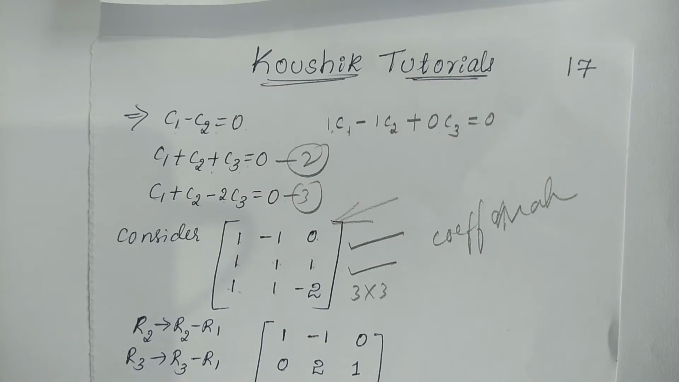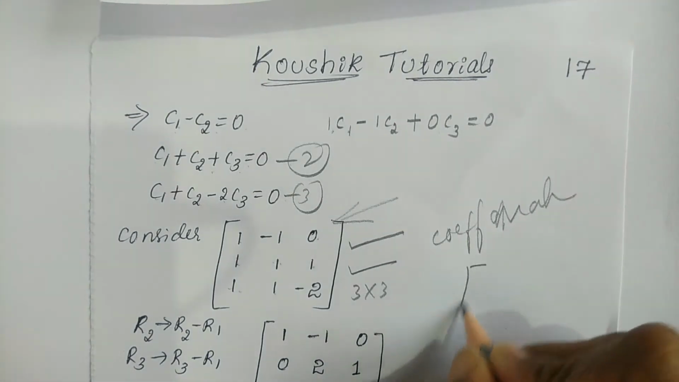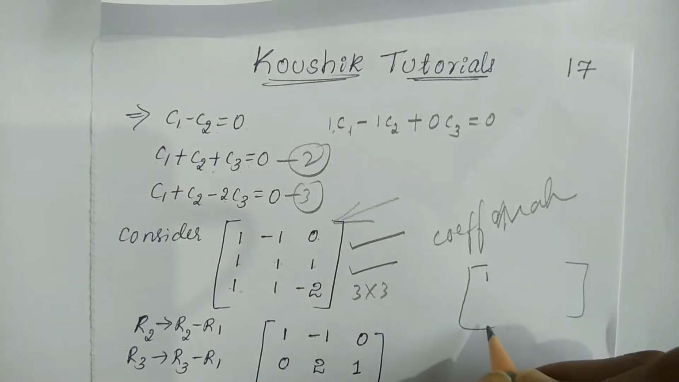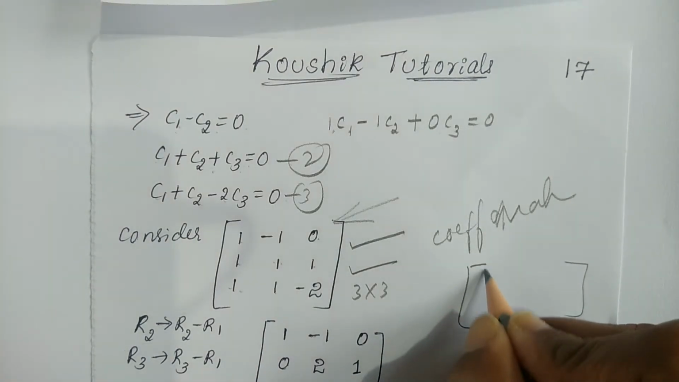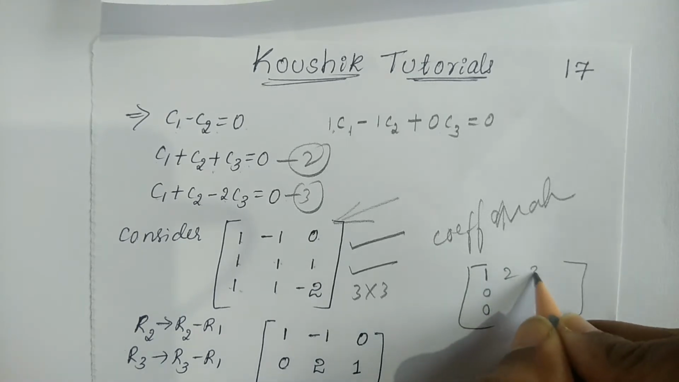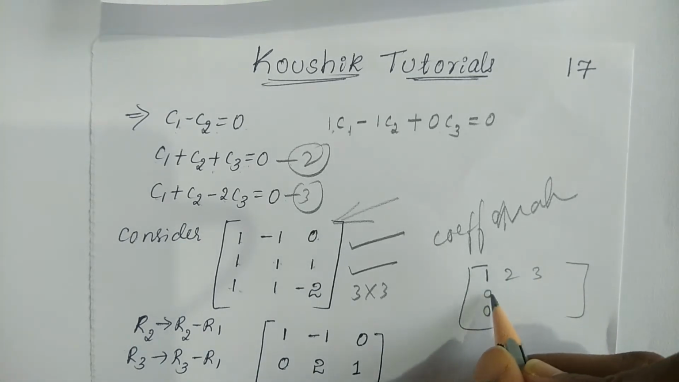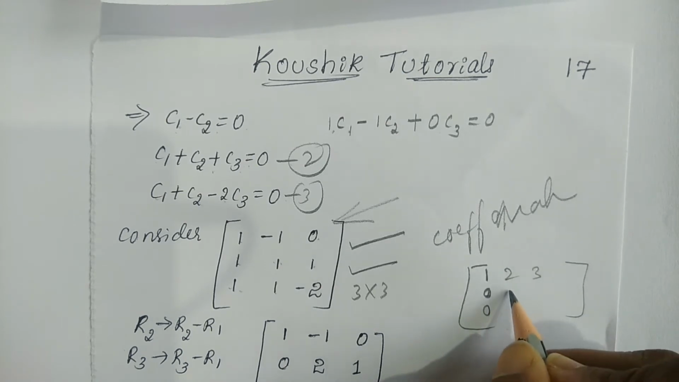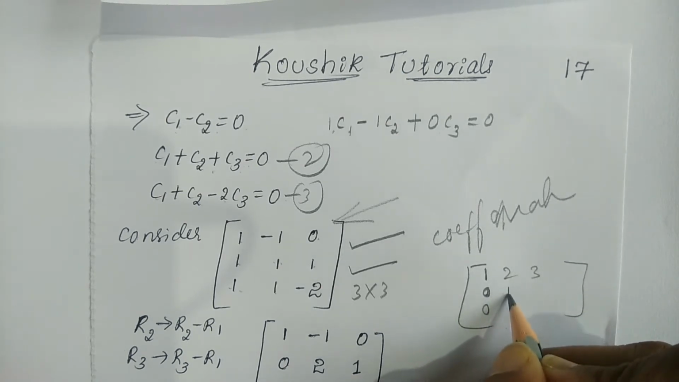Now we change this matrix to row reduced echelon form. What is row reduced echelon form? The first non-zero entry is 1 with zeros below it, and all other entries are non-zero. Next, make the next row entry 1.